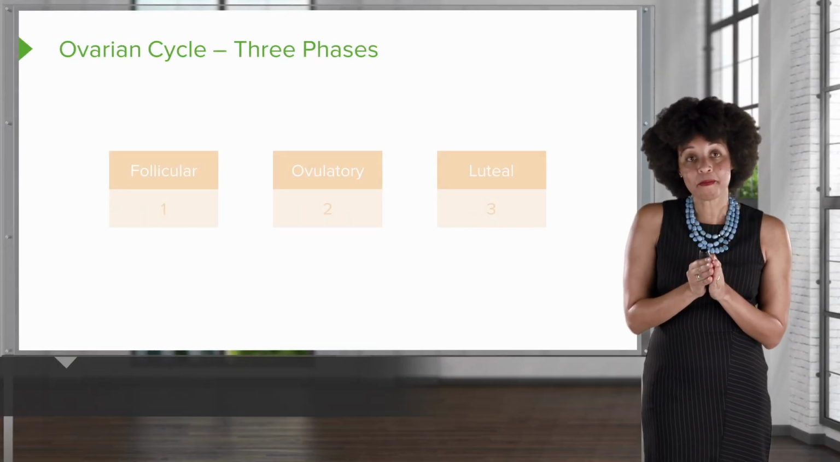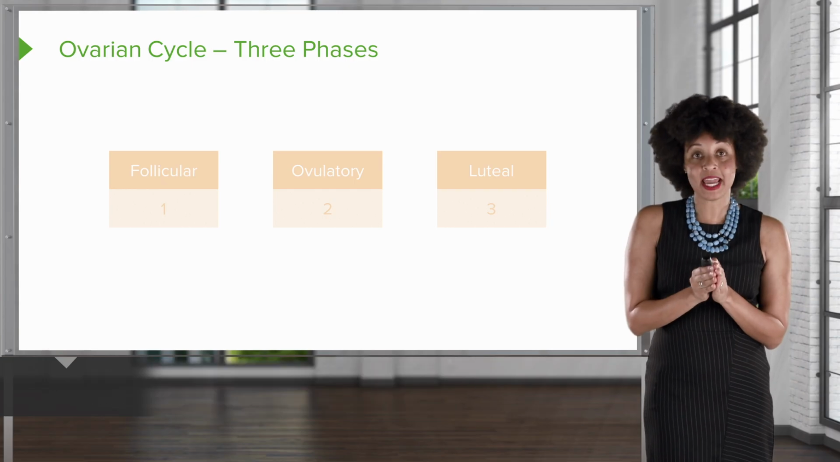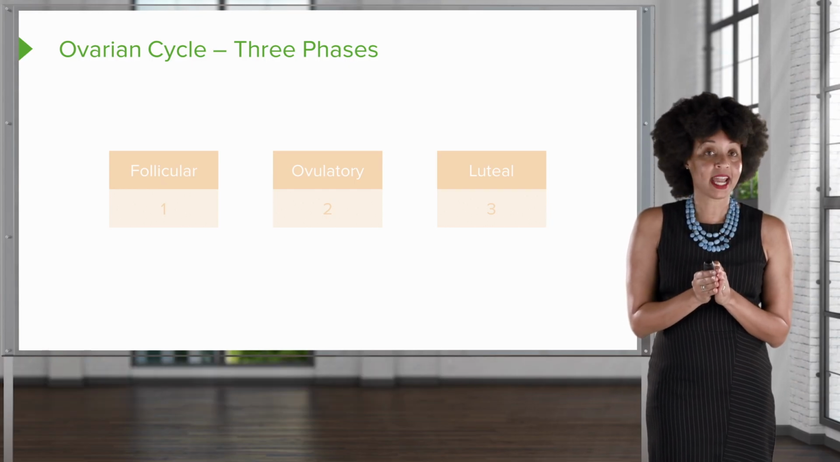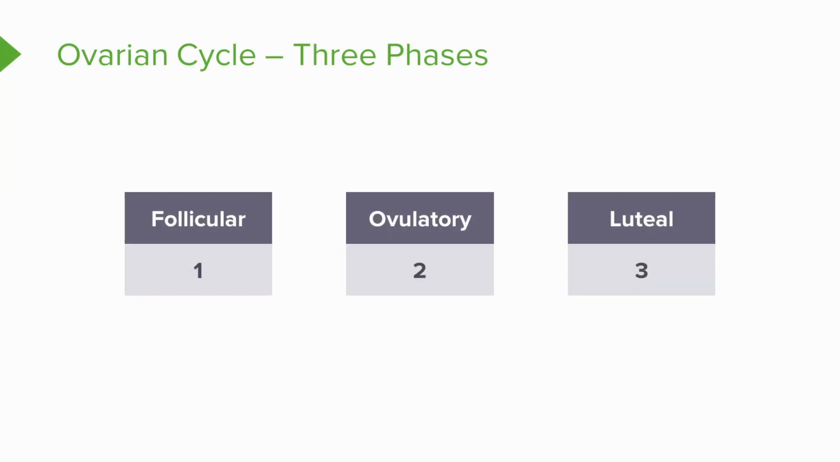Now, let's talk about the ovarian cycle. There are actually 3 phases within the ovarian cycle, and they are follicular, ovulatory, and luteal. What's really great about these phases, if you think about the words, is that it actually tells you what's going on.